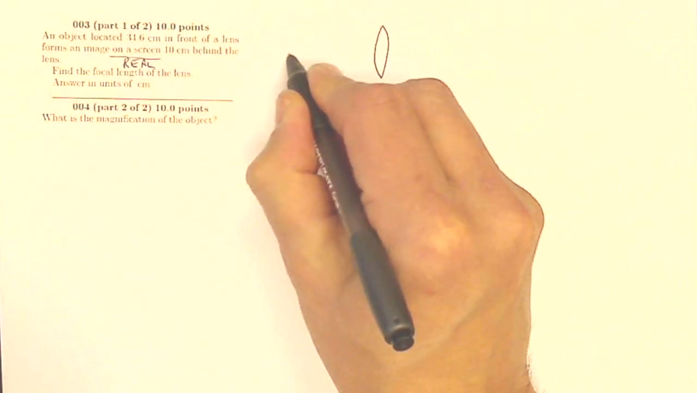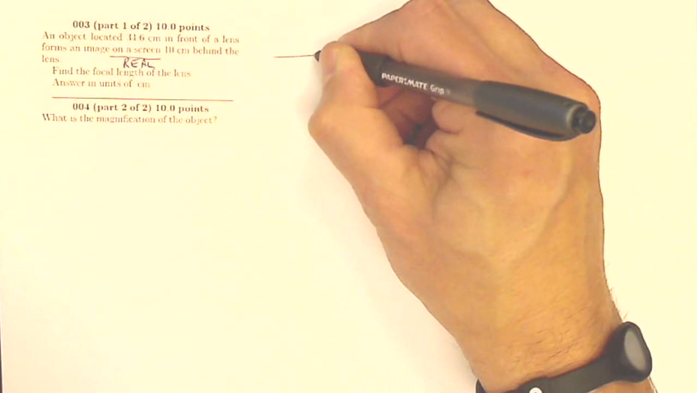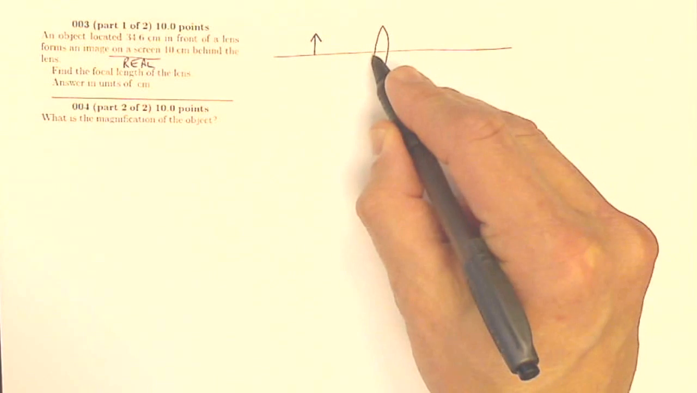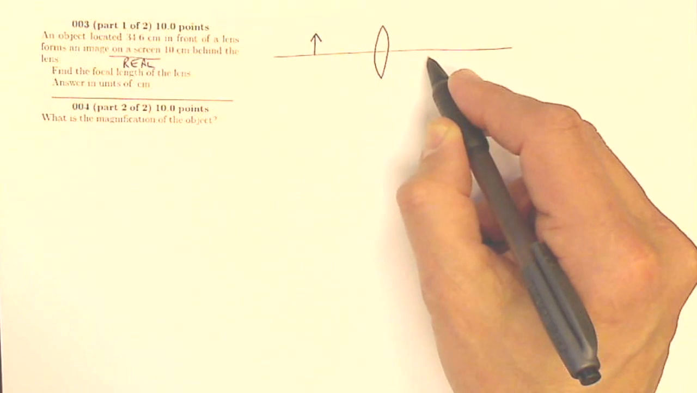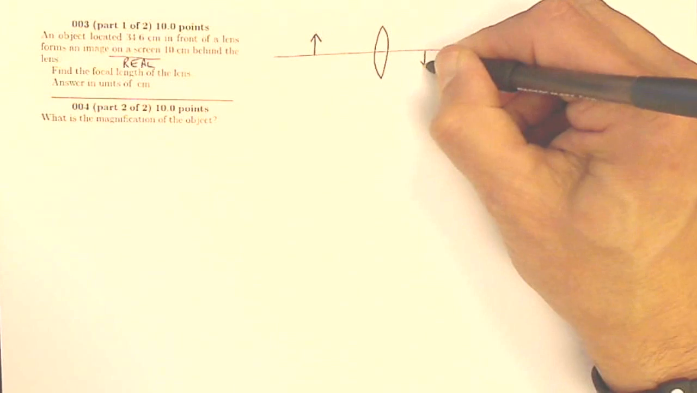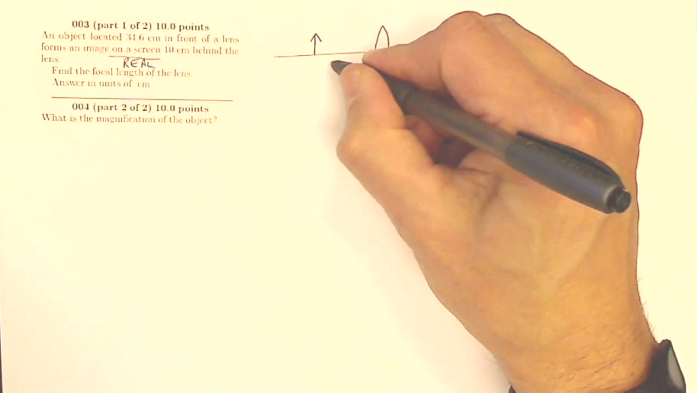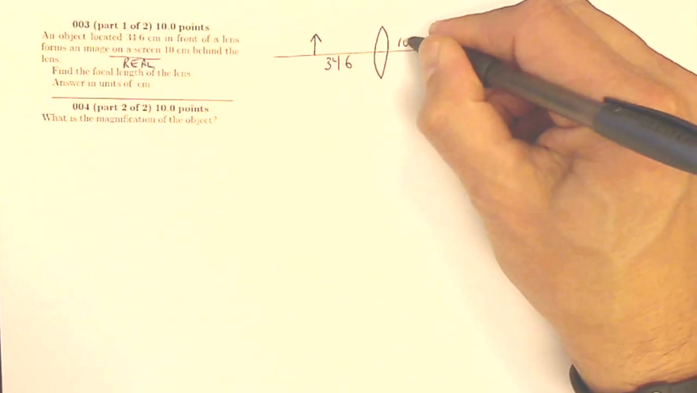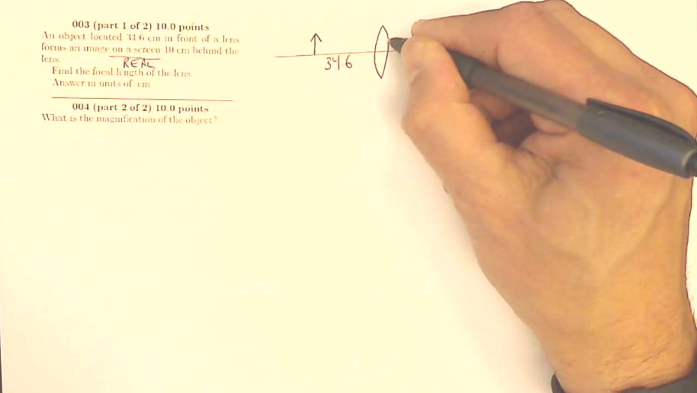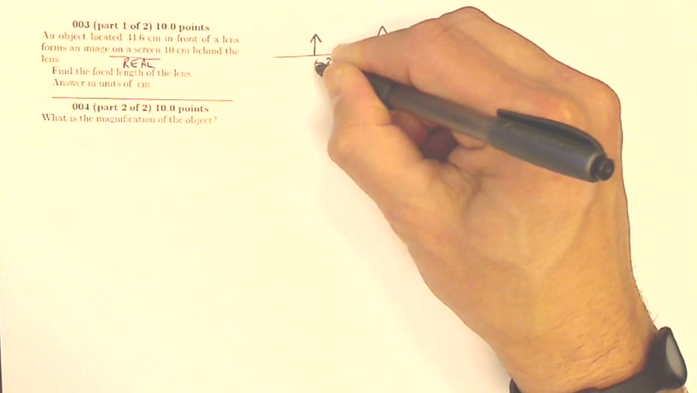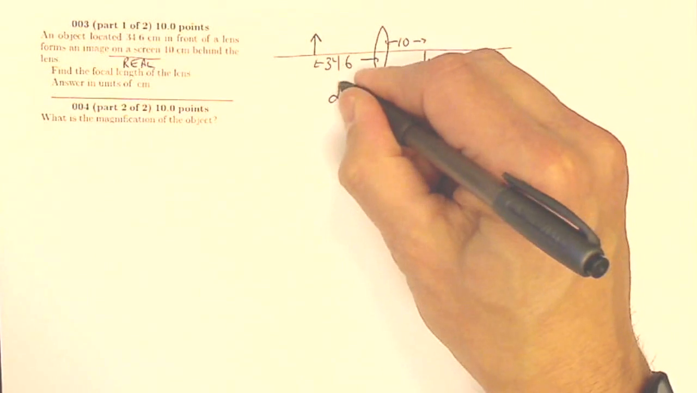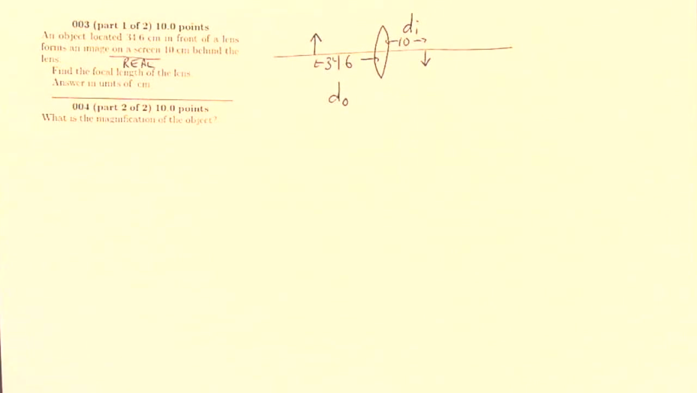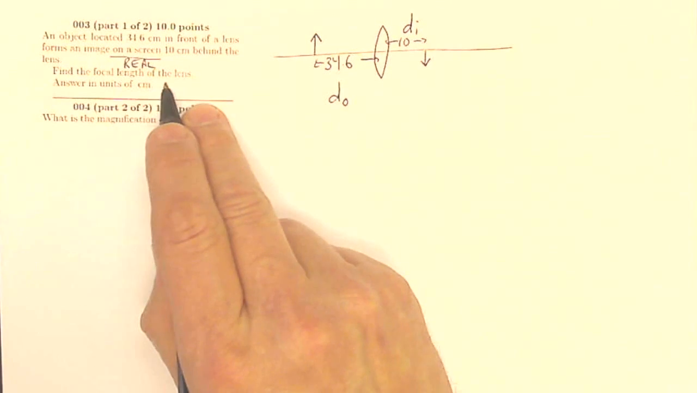And so if my object is over here somewhere, and that's 34.6 centimeters, that's a big distance, I'm going to get a smaller distance over here. A real image is going to be upside down. And so this distance is going to be 34.6. This distance is going to be 10 centimeters this way. So 34.6 is how far my object is, DO. 10 is going to be my distance to my image. Find the focal length of the lens.